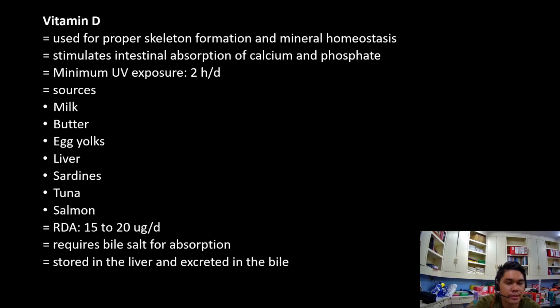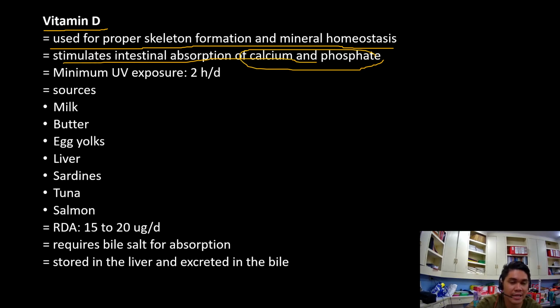Okay? Next is vitamin D. So vitamin D, it's a fat-soluble vitamin. It's essential and it's used for proper skeleton formation and mineral homeostasis. So it stimulates intestinal absorption of calcium and phosphate. So vitamin D is a hormone and it increases calcium concentration and also phosphate concentration.